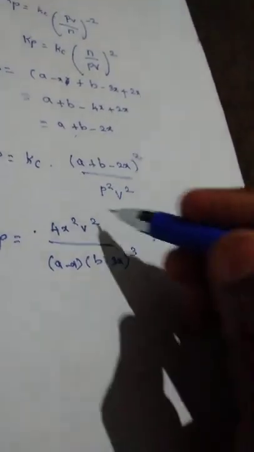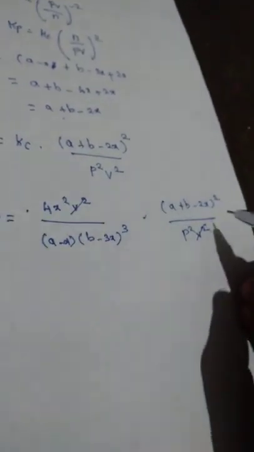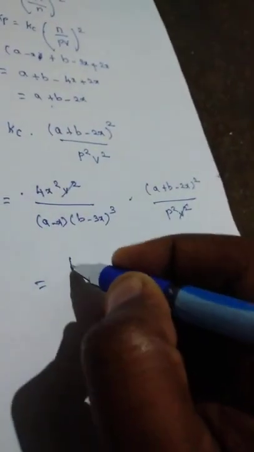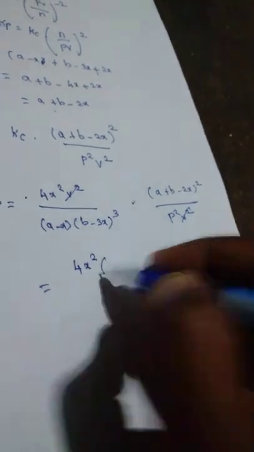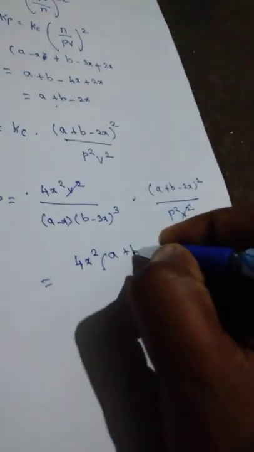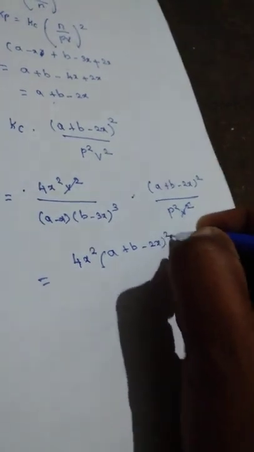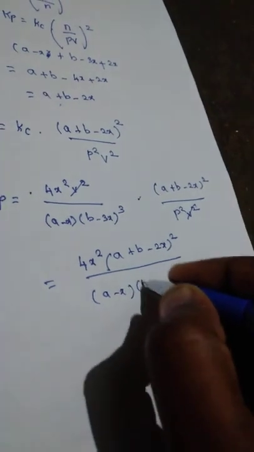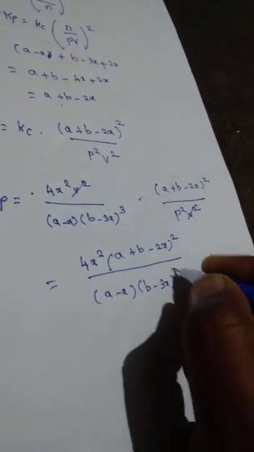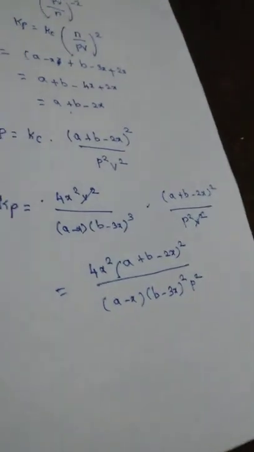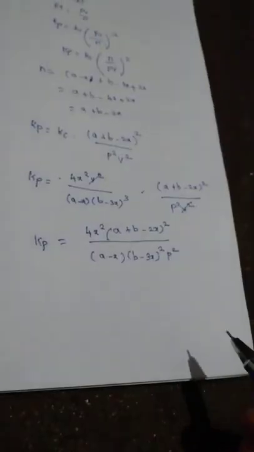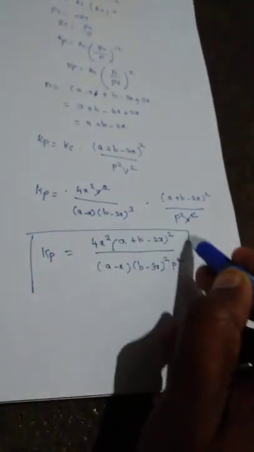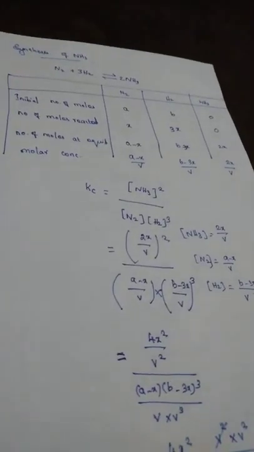You can cancel this V squared and V squared. So the answer now: 4x squared into (a plus b minus 2x) the whole square divided by (a minus x) into (b minus 3x) the whole cube into P squared. Understand? See, now here you got the answer Kp. So in this equation also you got the answer, Kp and Kc values. Understand? One more time you can see this relation.